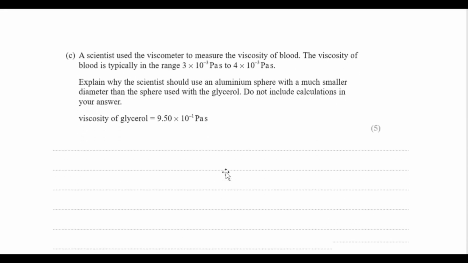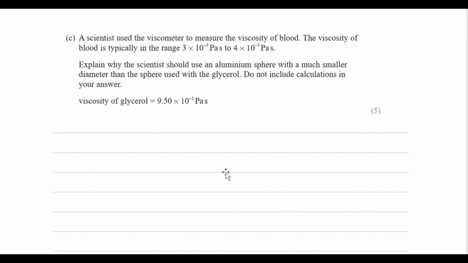Now question number C. A scientist used the viscometer to measure the viscosity of blood. The viscosity of the blood is typically in the range 4 into 10 to the power minus 3 Pascal second to 4 into 10 to the power minus 3 Pascal second. Explain why the scientist should use an aluminum sphere with a much smaller diameter than the sphere used with glycerol. Do not include calculation in your answer.